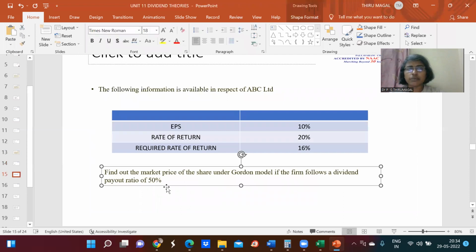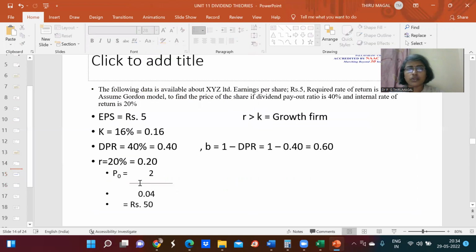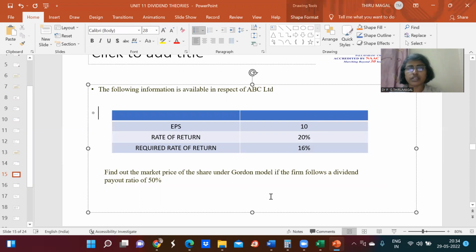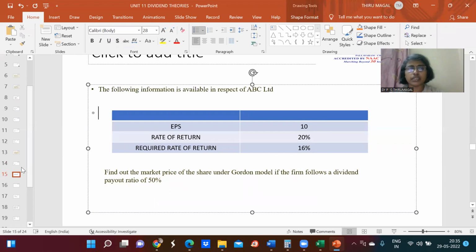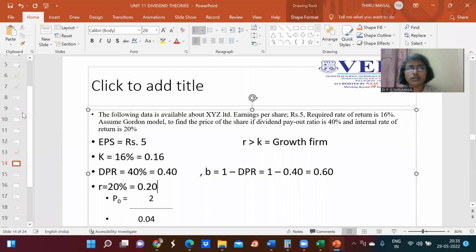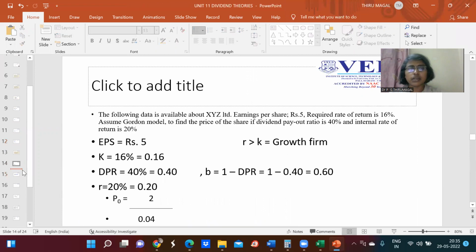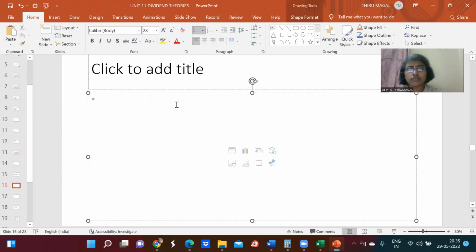Next, this is another type of problem that is given here. This is again related to the Gordon model. Once you check here, what are the data given? EPS 10 is given, then rate of return 20% and required rate of return 16% are given. Now what we have to find out is the market price of share under Gordon model if the firm follows a dividend payout of 50%. So now we'll take up the same formula which we have used already. This is the formula which is used for the Gordon model. According to the Gordon model, the share price. So what we can do is insert the formula here.